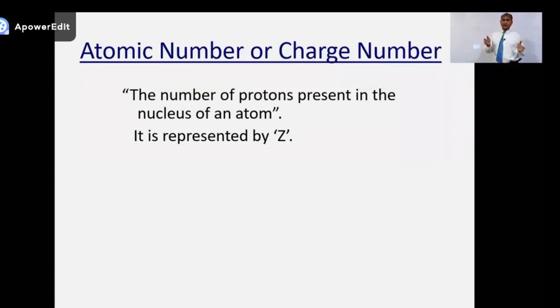3 protons, lithium. 4, beryllium. 5, boron. 6, carbon. 7, nitrogen. 8, oxygen. 9, fluorine. 10, neon. As the number of protons changes, name, characteristic, properties change. So that is why the number of protons has been given a specialty, a number, atomic number. So what do you mean by atomic number? Atomic number means number of protons present in the nucleus.